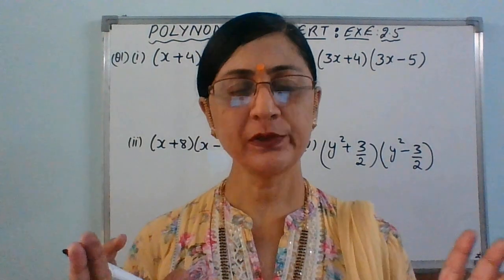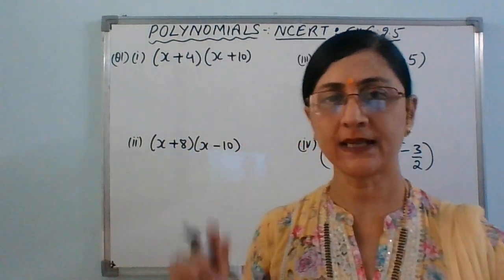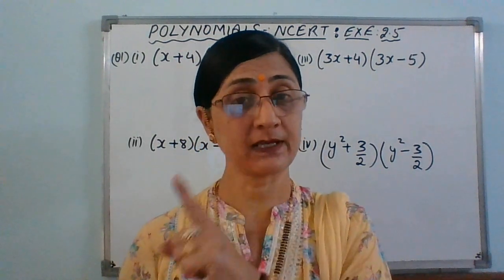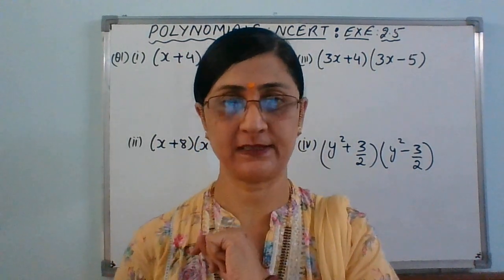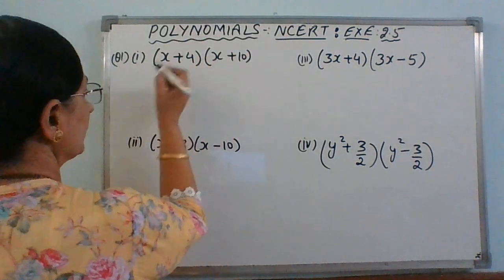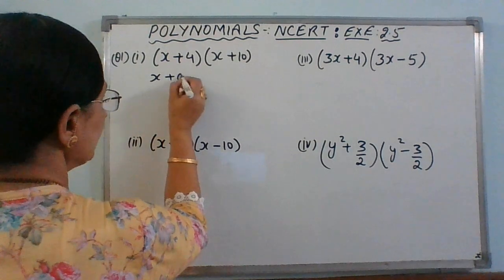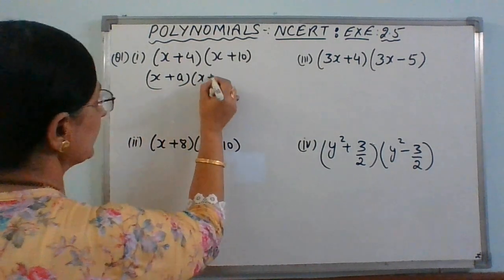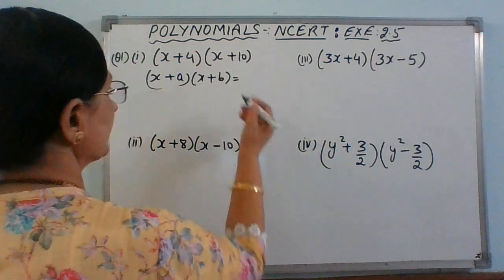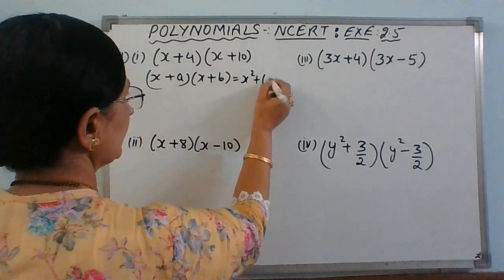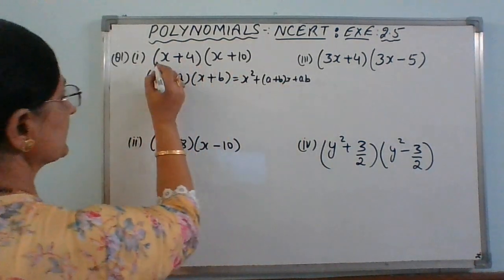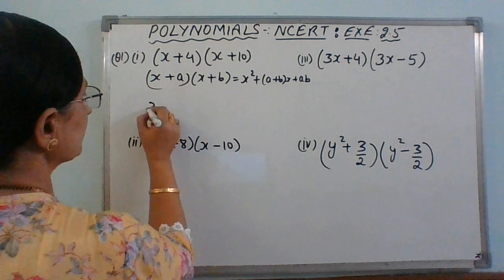Now exercise 2.5, first question. There are 4 parts I have written. Here we'll be using the formula (x plus a) into (x plus b), or (x plus a) into (x minus b), right? So first we have to write the identity we have to use here. (x plus a)(x plus b) is equal to, required in these 3 questions here, x square plus (a plus b) into x plus ab, this identity. Here what is x? X only. So the answer of this will be x square.